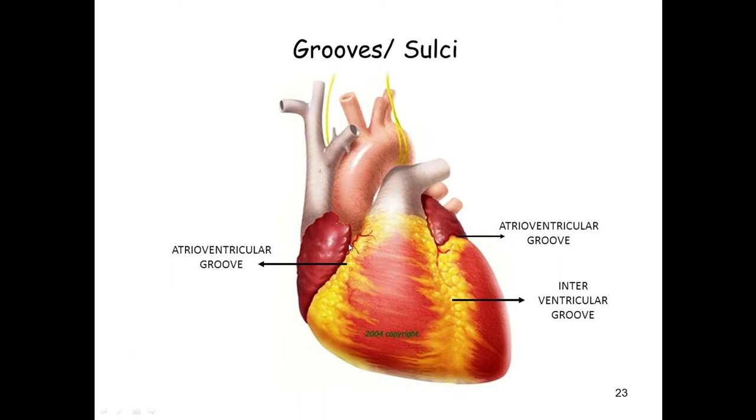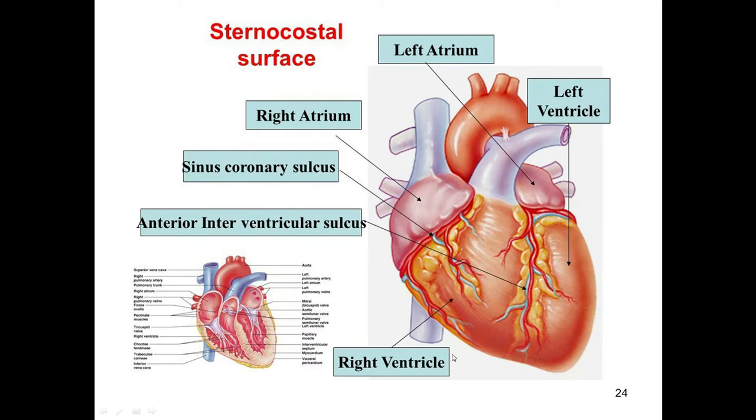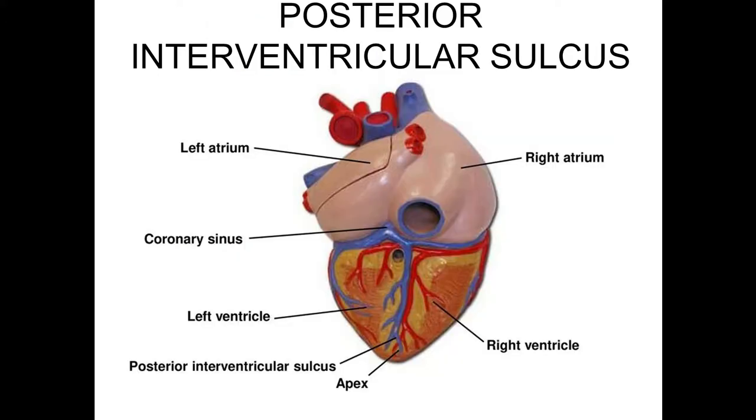Let's have a look at the atrioventricular groove. Here lie the two ventricles, right as well as left, and the groove between them is the interventricular groove. You can see over here the anterior interventricular groove or sulcus. Likewise, there is the posterior interventricular groove or sulcus. This is the posterior aspect of the heart.